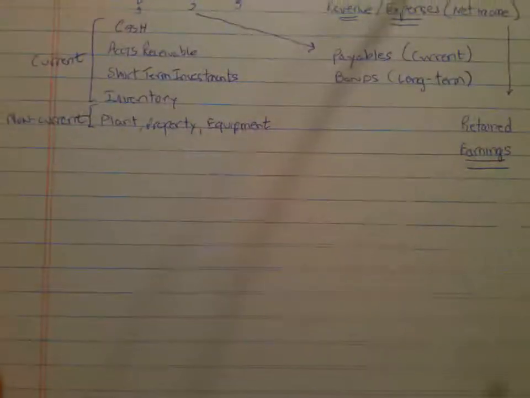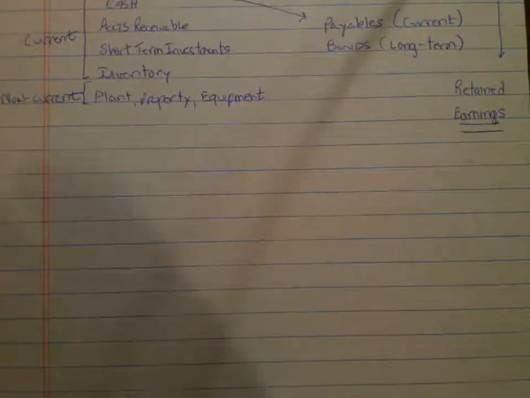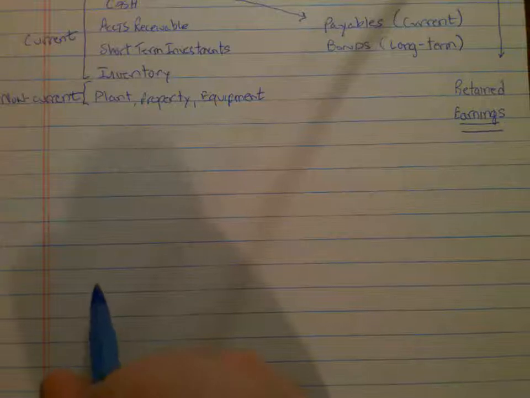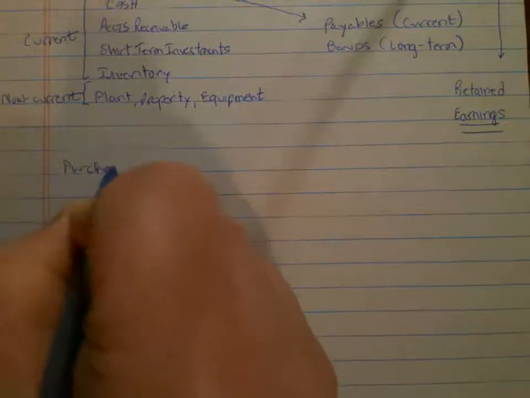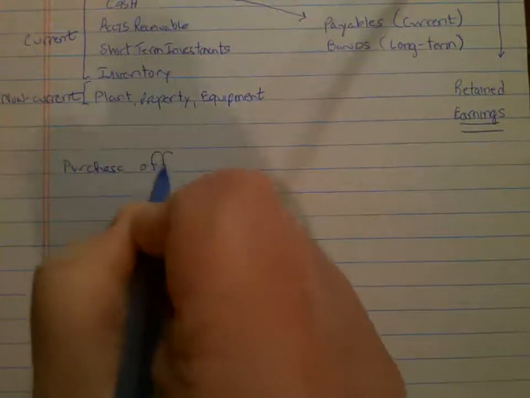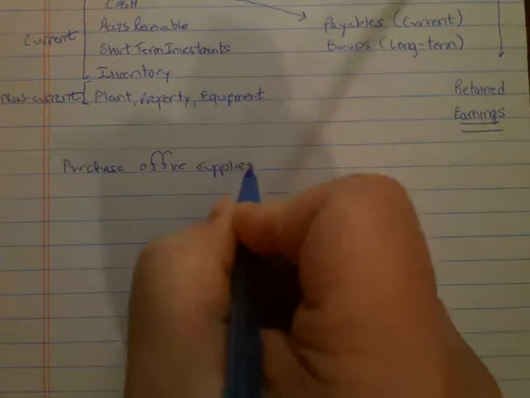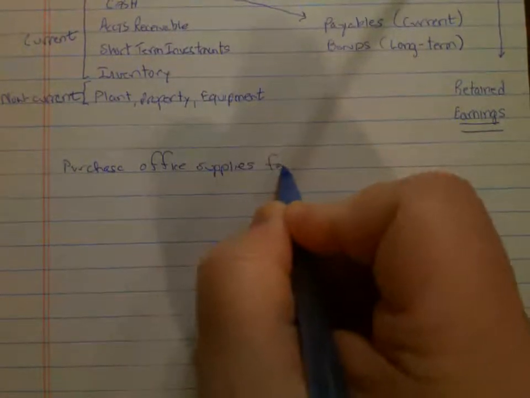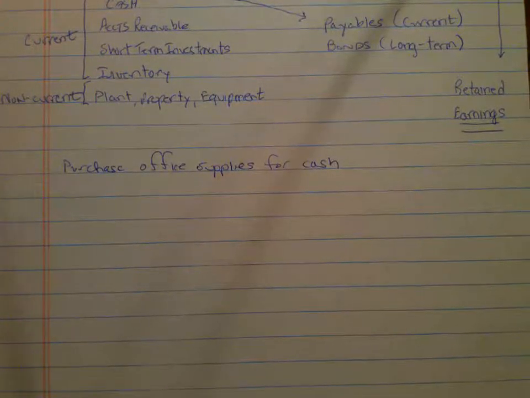The other thing we're going to learn is how accountants think about this. The way accountants think about it is we deal with journal entries. So say, for instance, we have a transaction where I purchase office supplies for cash. That's one possible transaction.